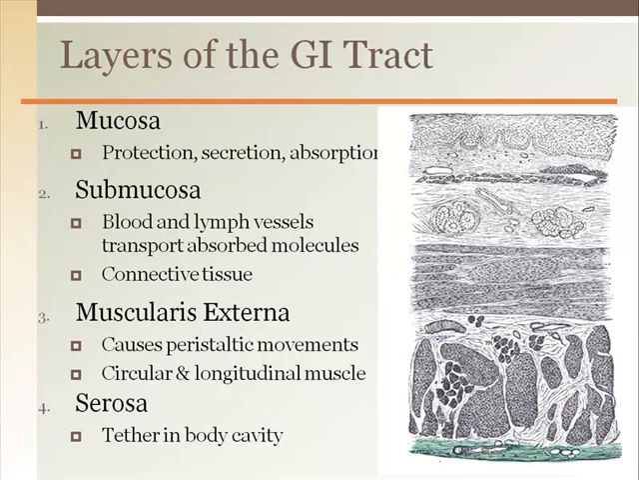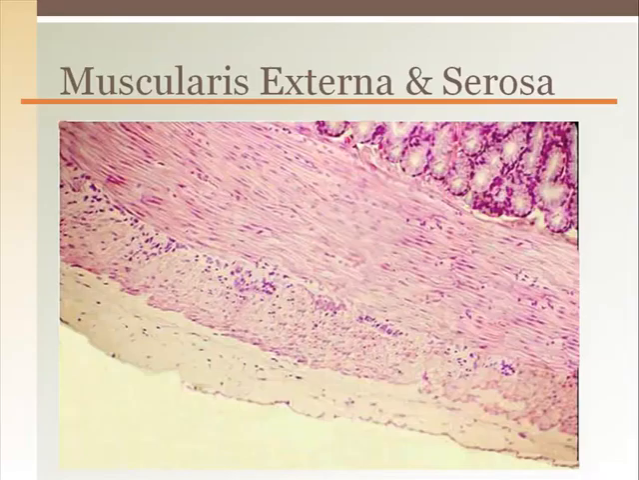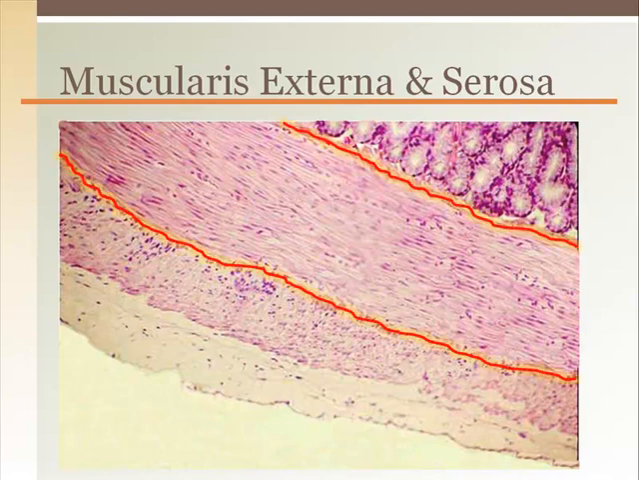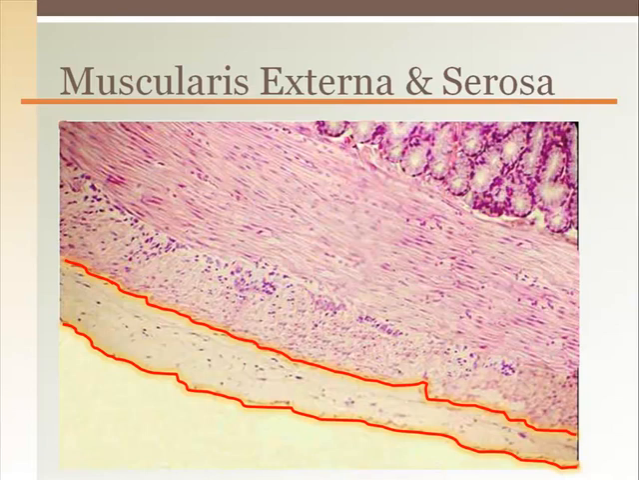Finally, the outermost layer is the serosa, which is the visceral peritoneum, holding it onto the mesentery within the abdominal cavity. This is a view of the muscularis externa, where you can see more clearly the smooth muscle direction difference between the circular muscle wrapping around the tube and the blunt end of the longitudinal muscle coming straight out of the image towards you. Lastly, you can see the connective tissue of the serosa.